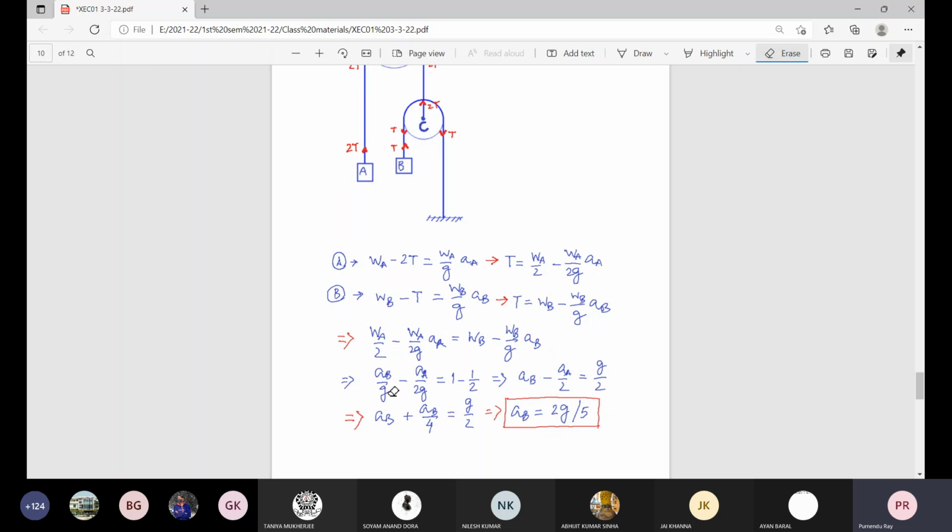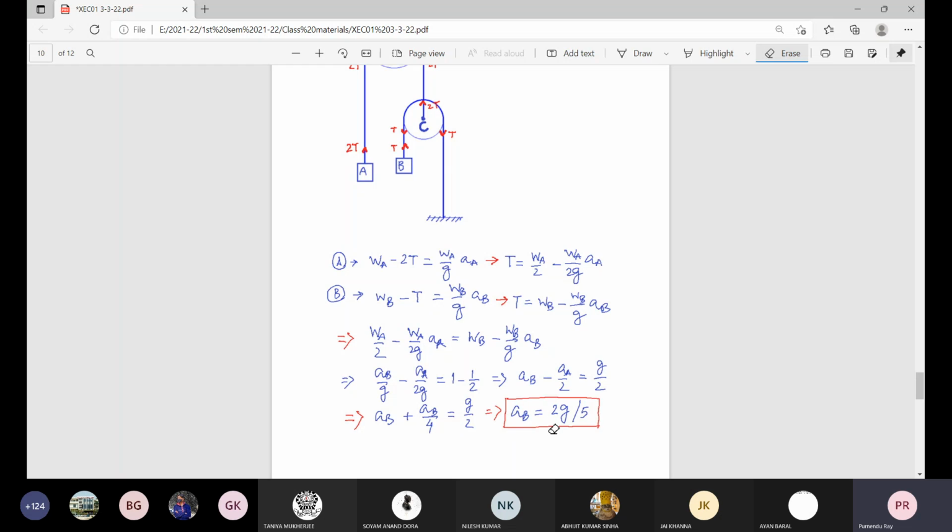You take that screenshot and you try to find any mistake if anything has been done there, and you write those things in between the lines there. Okay, so WB minus half WA, and that is WB divided by G multiplied by AB, and that is WA divided by twice G multiplied by AA. We write this expression, replace the value of AA in terms of AB, and find this. And this is ultimately acceleration of block B is twice G divided by 5.